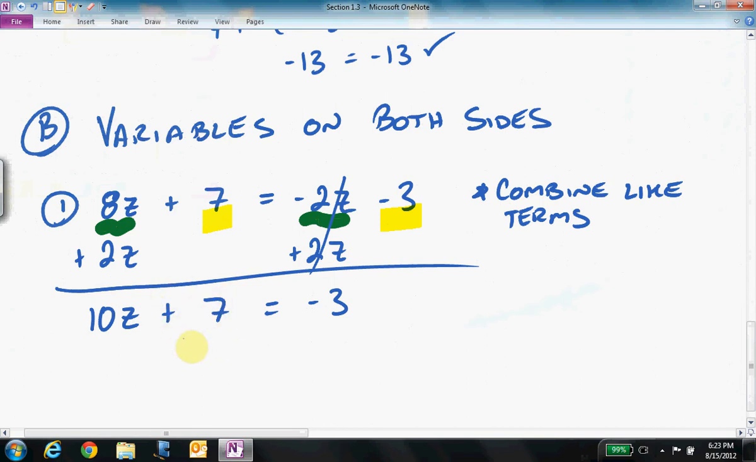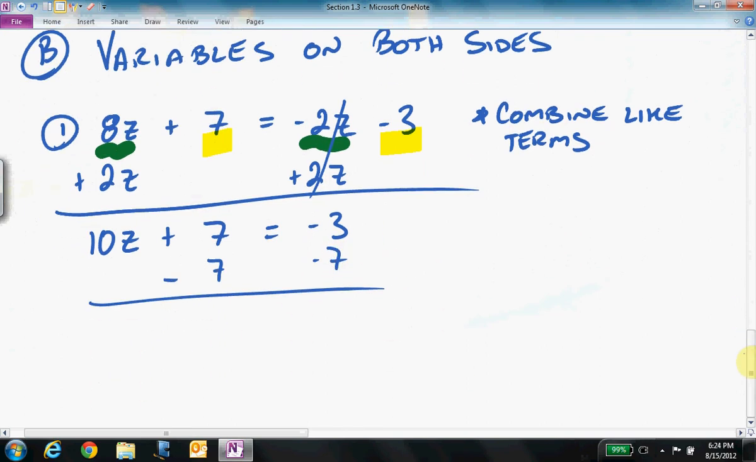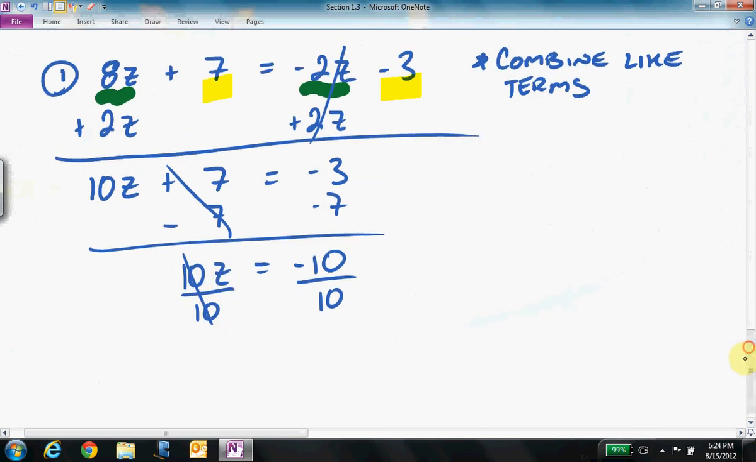So I see a positive 7, or a plus 7, so the opposite of addition is subtraction. I'm going to subtract 7 from both sides. That's going to cancel, and I'm going to get 10z equals negative 3 minus 7, which gives me negative 10. Now I see, oh, very similar. 10 will go into negative 10 pretty easily. I'm going to divide both sides by 10, because we've got 10 times z. The opposite of multiplication is division. And I'm left with z equals negative 1.